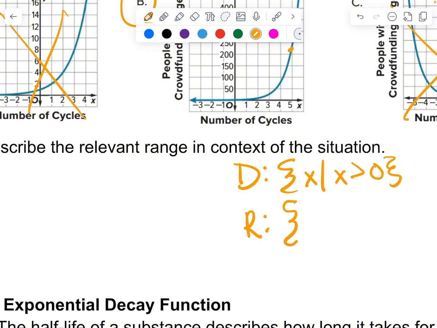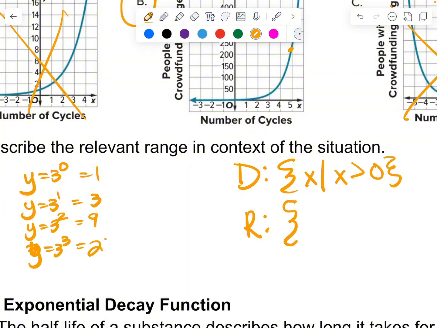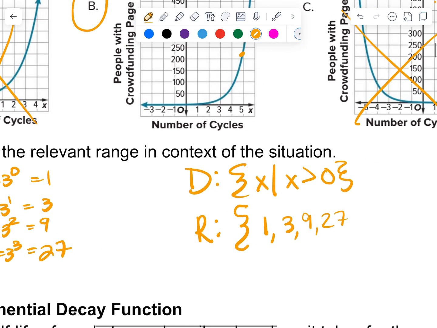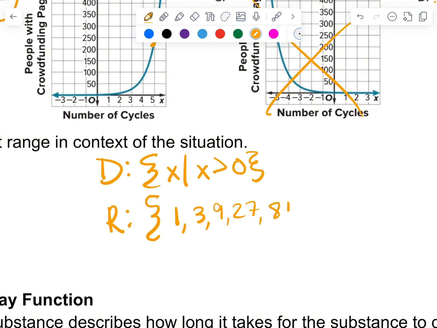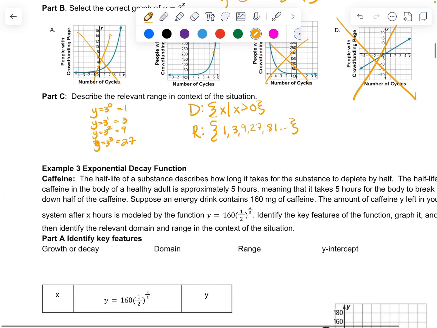Okay, so if I plugged in 1, 3 to the 0 power would be 1. 3 to the first power would be 3. 3 to the second power would be 9. Oops, y equals 3 to the third power would be 27. So this would be 1, 3, 9, 27, 81, and going on forever and ever. Okay.